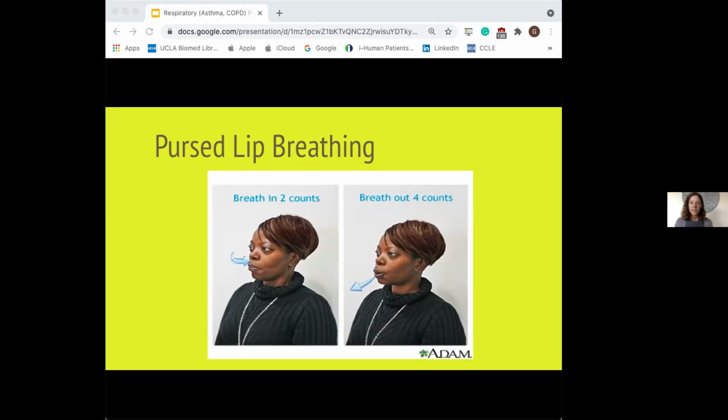And this is something that you can teach your client to do on a regular basis. It's just a handy thing to have in your tool belt. If you know your client has asthma or COPD, this can be handy. There are other breathing exercises that you can do as well if you know those, but this is just one of the commonly recommended ones.